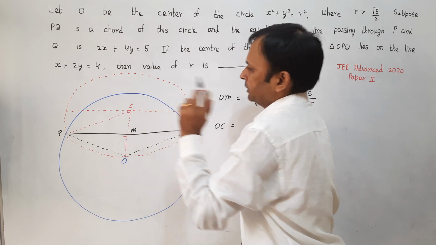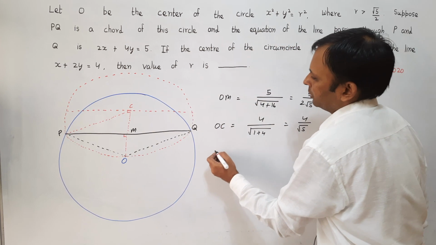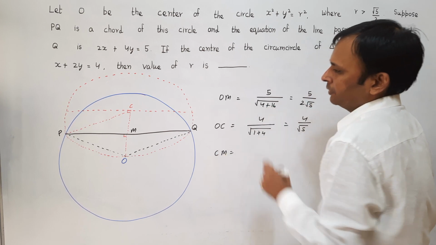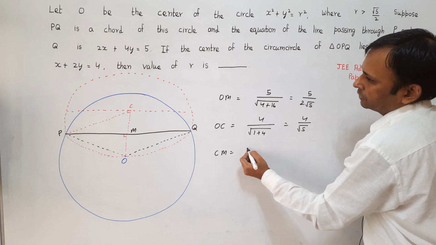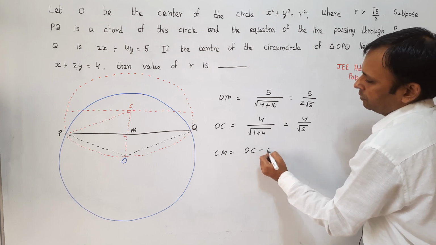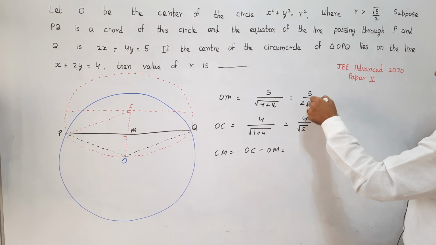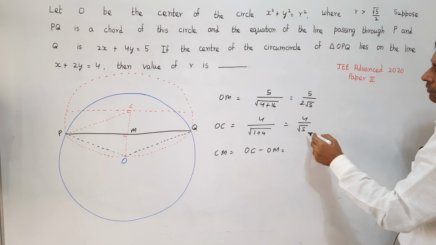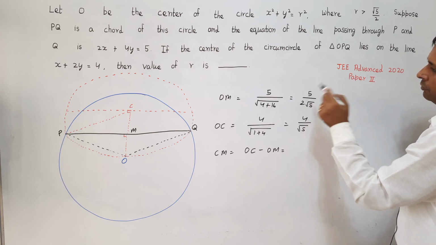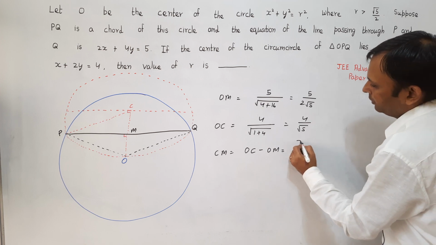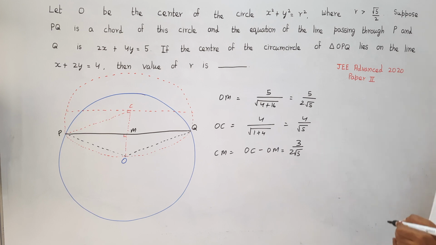Now based on this I can also find out the distance from C to M. So what is the distance from C to M? Distance CM will be given by distance OC minus OM. OC we already got: 4 upon root 5 minus 5 upon 2 root 5. To make the calculation easy, 4 upon root 5 I will write as 8 upon 2 root 5. So 8 upon 2 root 5 minus 5 upon 2 root 5 will give me 3 upon 2 root 5. So this gives me the distance CM.